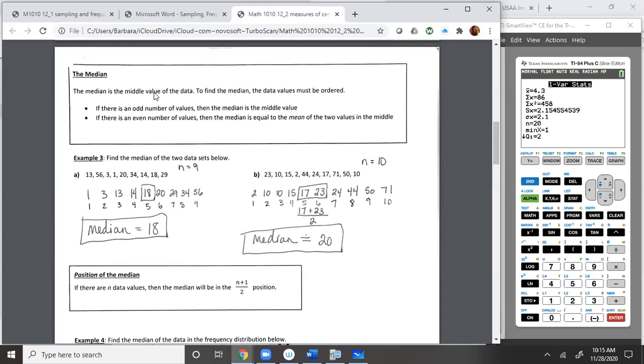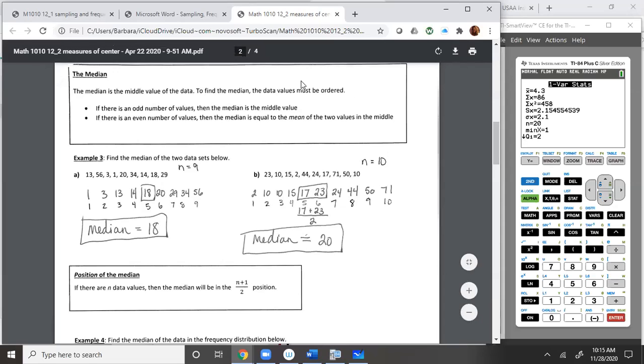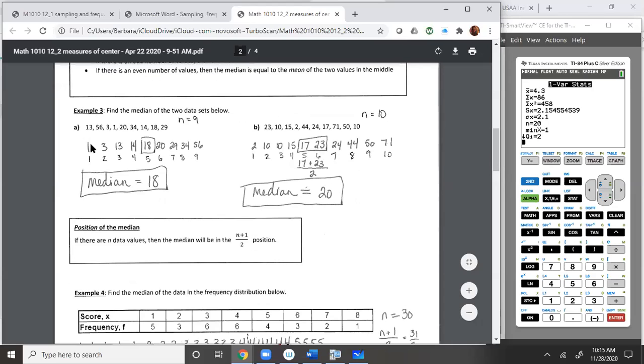The median is the middle value of the data. To find the median, the data values must be ordered first. If there's an odd number of values, the median is in the middle. If there is an even number of values, the median is equal to the mean of the 2 middles, the 2 values in the middle. So in the next example, find the median of the two data sets below.